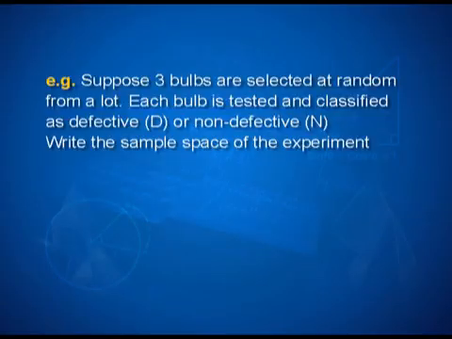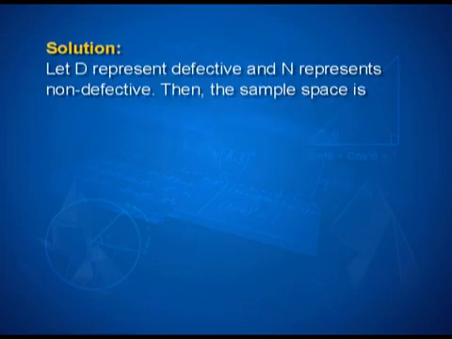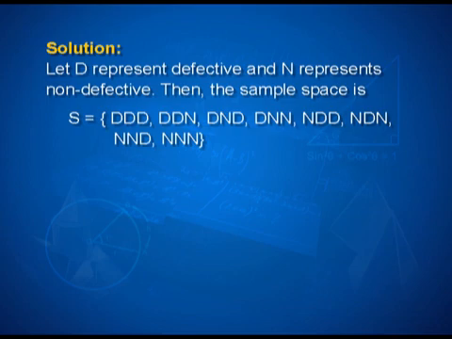Now, another example here. Suppose 3 bulbs are selected at random from a lot. Each bulb is tested and classified as defective, that is D, or non-defective, that is N. Write the sample space of the experiment. Let D represent defective and N represent non-defective. Then the sample space is S = {DDD, DDN, DND, DNN, NDD, NDN, NND, NNN}.